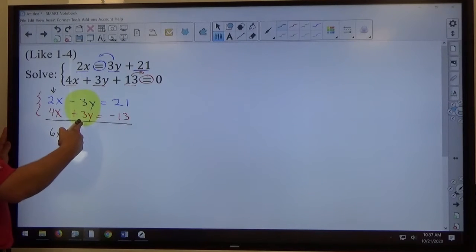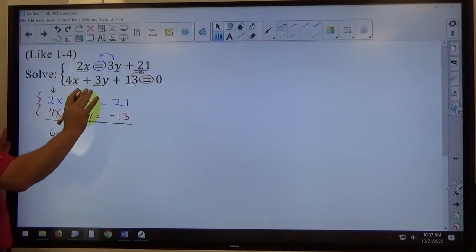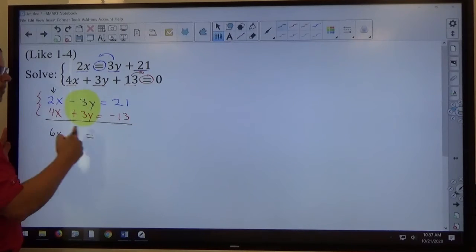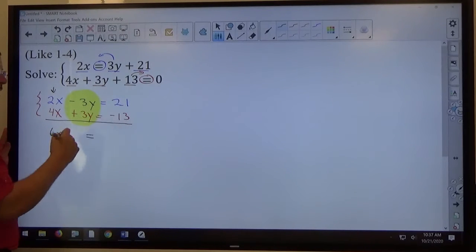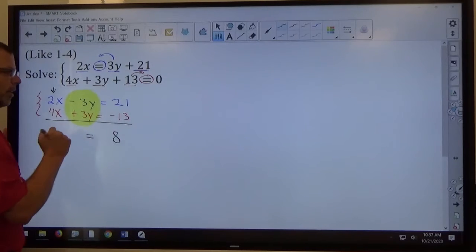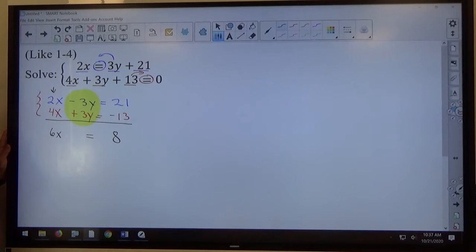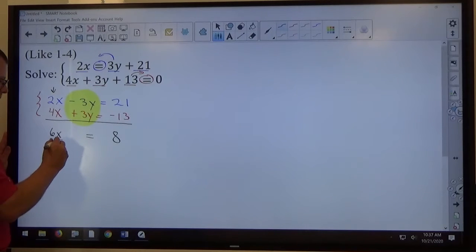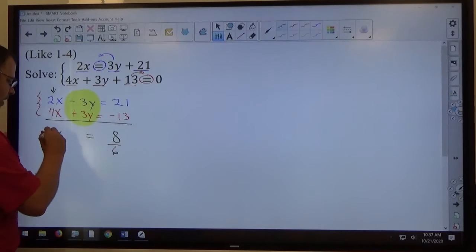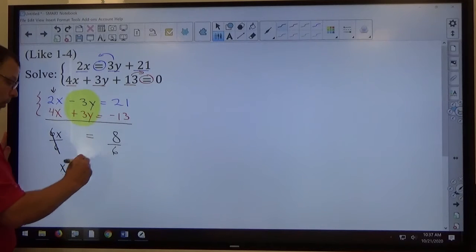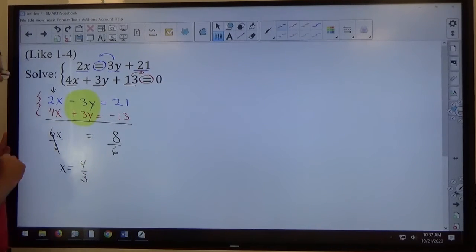Negative 3y and positive 3y cancel, so it makes 0. Y has been eliminated from the problem. 21 minus 13, these signs are opposite, so I subtract. 21 is bigger, so it's positive. So 6x equals 8. Then we divide by 6. That leaves me with x equals, if I reduce to lowest terms, 4/3. And I do expect you to reduce fractions to lowest terms. Look to see if both the top and bottom divide by the same number. If they do, please do.